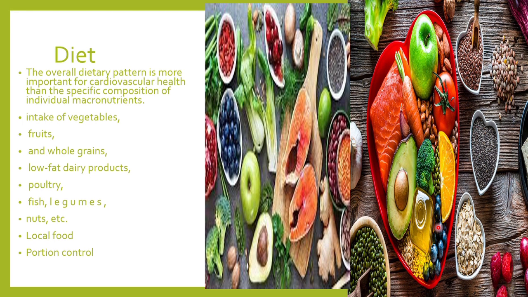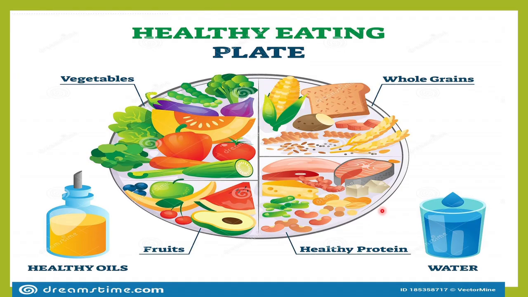There should be dairy products, which are a good source of protein as well as fat, poultry, fish, legumes, and nuts, which are rich in good cholesterols. We also have to control the portion; just because these are healthy, we cannot have them in excess. We should try to have food which is grown locally. A healthy plate should have vegetables, proteins, grains, and carbohydrates. All this should be included.